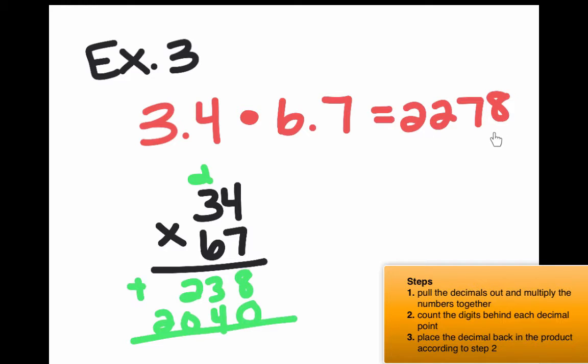Now this is what I got when I multiplied 34 times 67. But my original problem is 3 and 4 tenths times 6 and 7 tenths. So step 2 says count the digits behind each decimal point. So here I have 1 digit, here I have 2 digits. It then says on step 3, place the decimal in the product according to step 2. So that means we want to move the decimal point back in 2 places. Right now, the decimal point in this number over here is right here, 2,278. I need to move it back in, 2 times.